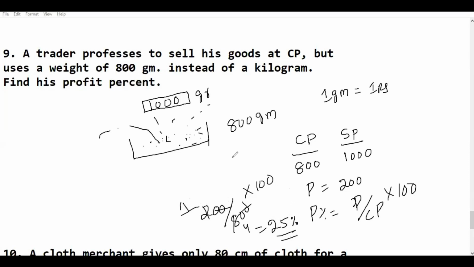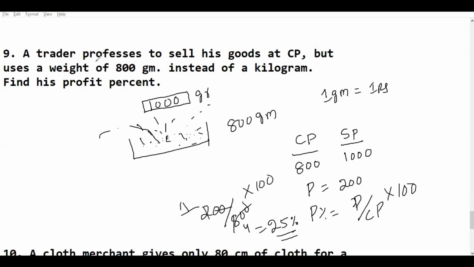How 25%? Look here. That fellow is pouring only 800 grams, so for that fellow the cost price is 800. But you are paying 1000. When you are paying 1000, you have to give 1000 rupees to that fellow. So that fellow is getting a profit of 200 rupees.